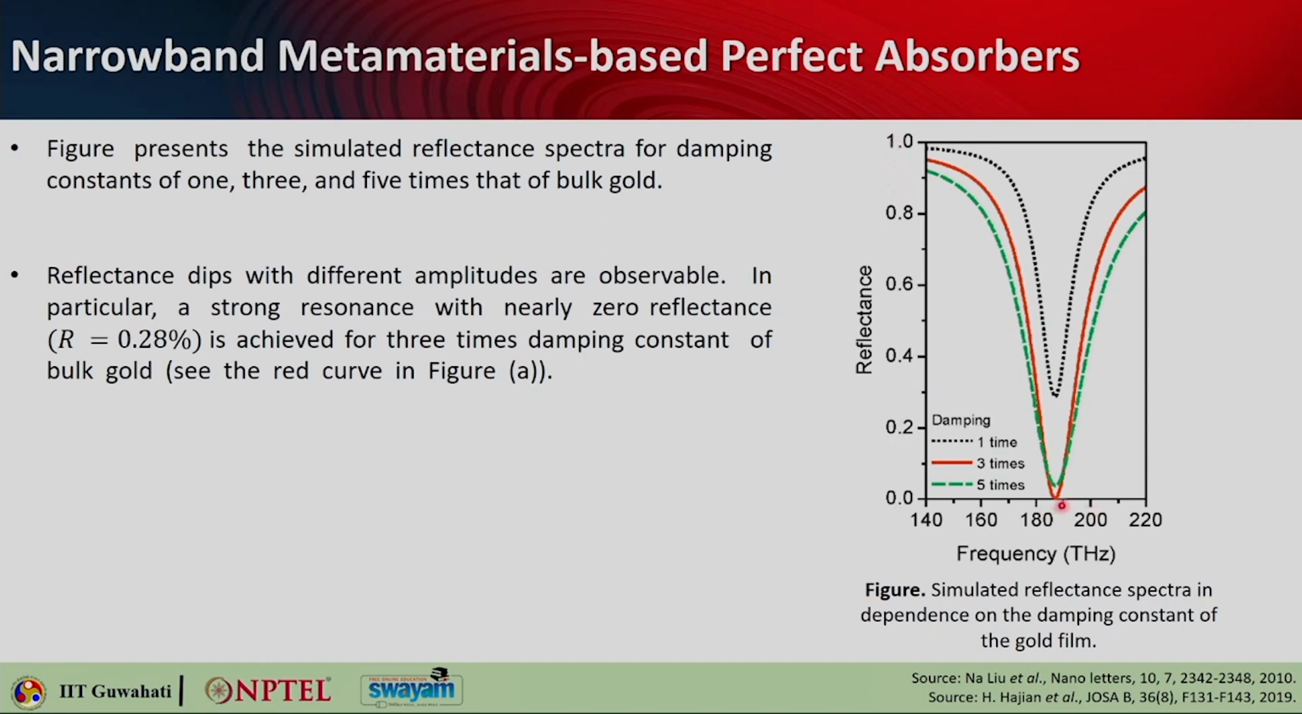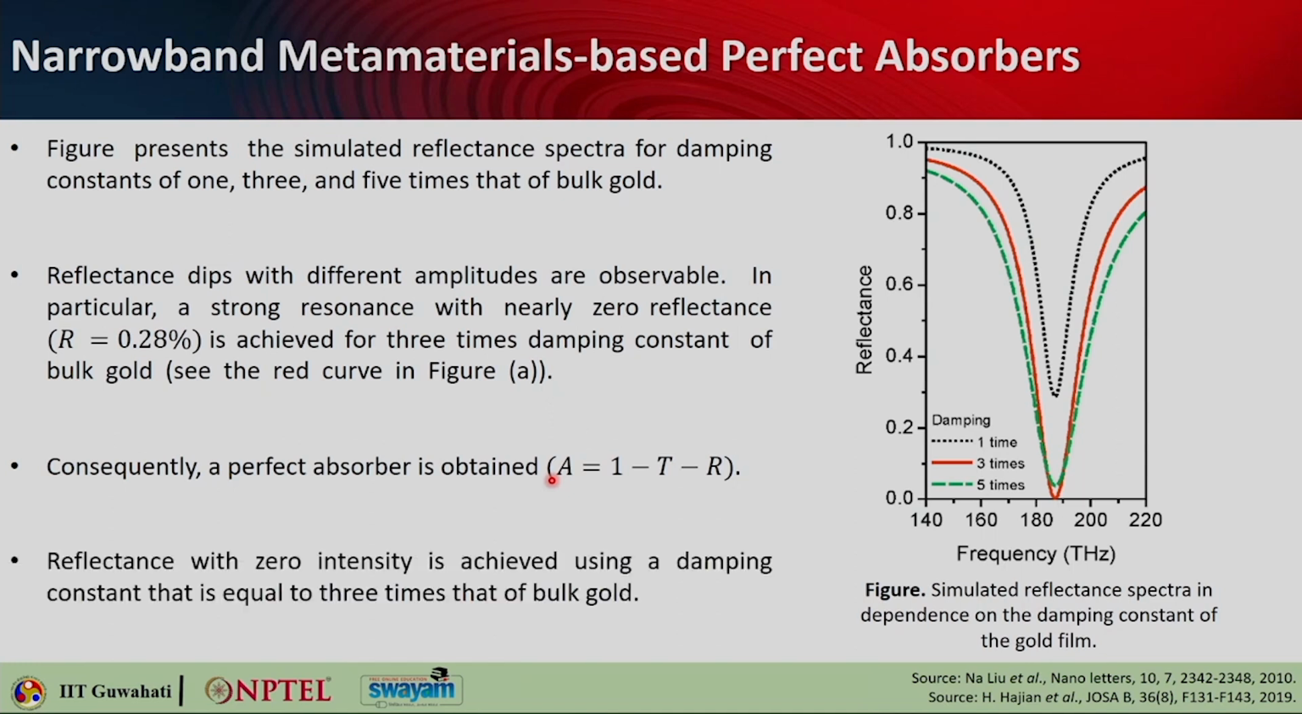So this is basically 0.0028, so it's almost zero reflection, right? And as I told you, in this perfect absorber, A is basically calculated from what is reflected and what is transmitted. These two are taken out from 1. Because of this bulk gold, there is zero transmission. So if there is no reflection, the entire thing is getting absorbed.